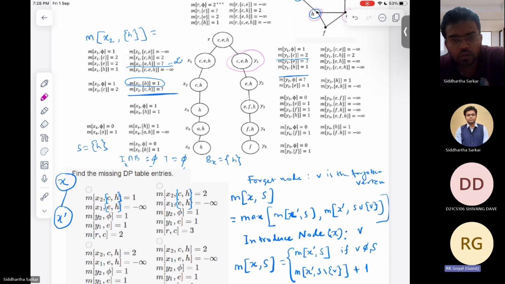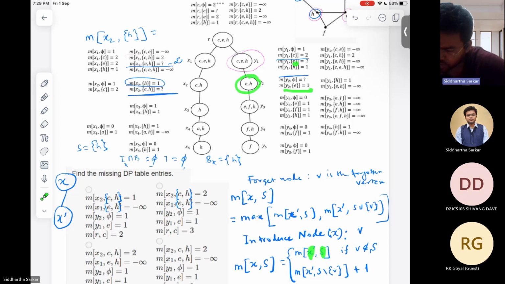So its value is 1. Correct. So I'll just go through quickly why it is 1. The introduced vertex is C, and C is not part of the set E. So this rule will be applicable. So look at the child node and the same subset. The child node is this, the subset is E. So y2 is 1. Therefore, this one is going to be 1.